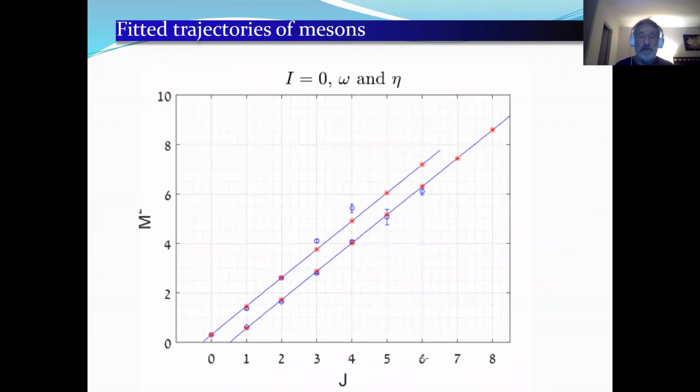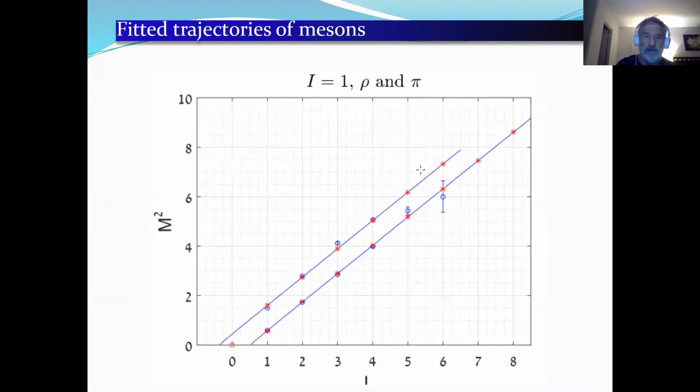Now let me show you some of these trajectories. So for instance, this is a trajectory. These are the m squared, and this is the J, and this is for omega and eta. So this will be for isospin zero. Okay, so the blue points are the measured quantities, and the lines are the trajectories, and the red stars are the values of the line at this particular angular momentum. So you see that these lines look linear.